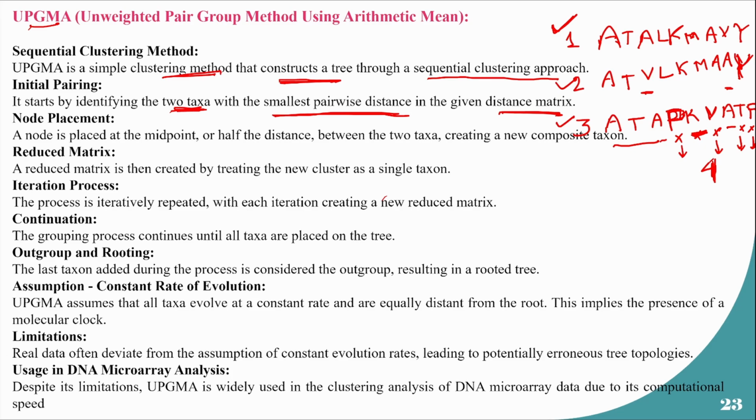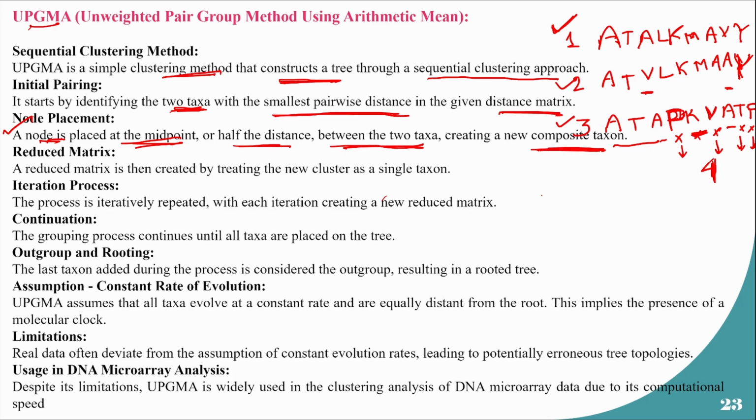And then after that, you have to place a node at the midpoint, or at the half distance, between these two taxa. So you are saying these two are related, and their common diverging point was this particular node. We are placing a node here, and this node represents a new composite taxon. Let's say sequence A and sequence B were found to have the smallest pairwise distance value in the distance matrix. We will put a node in between them, and then consider A and B as one single unit.